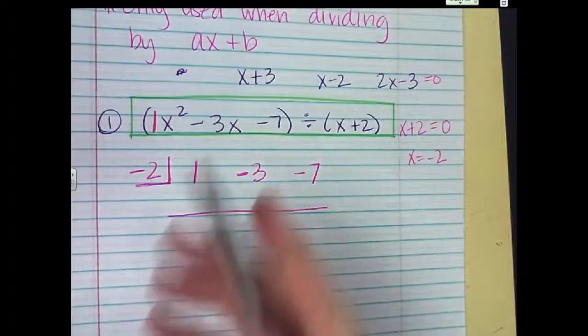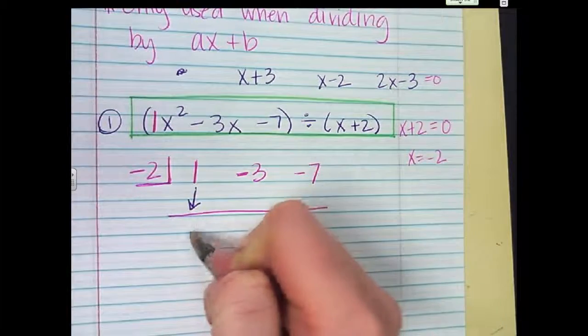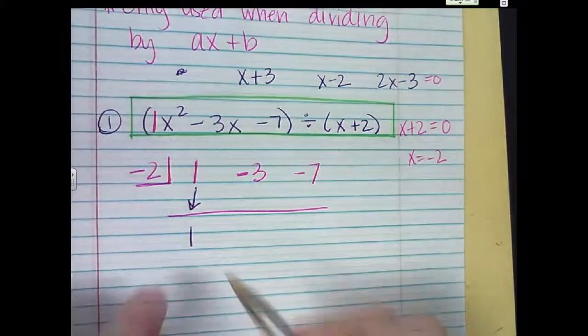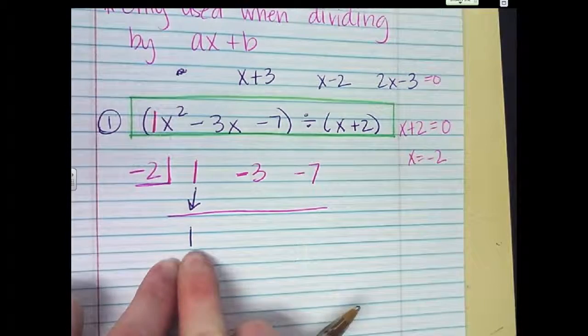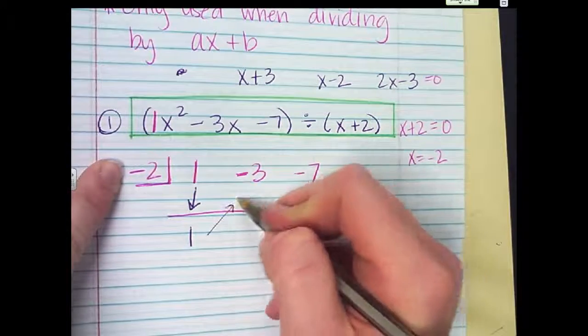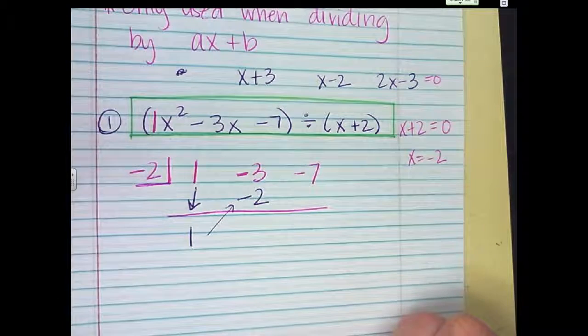So here's what you do. You always drop the first number. So I just bring down the 1. Anything under the line, I multiply with what's in the box. So 1 times negative 2 is negative 2, and I go up here and I put it under the next number.